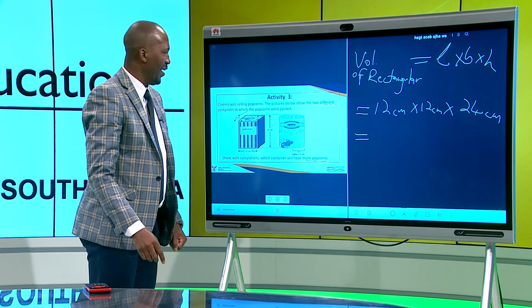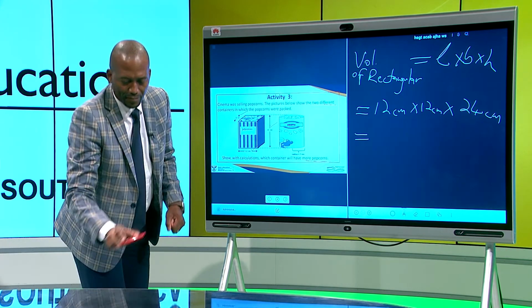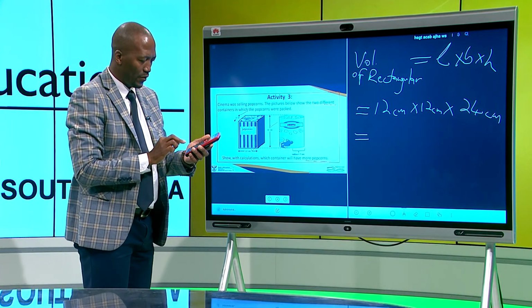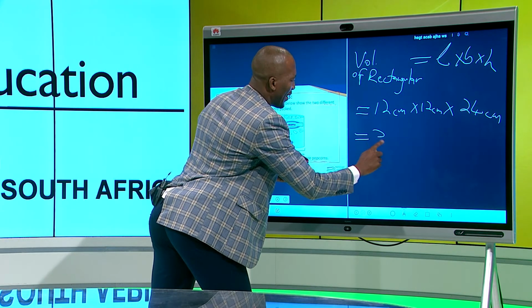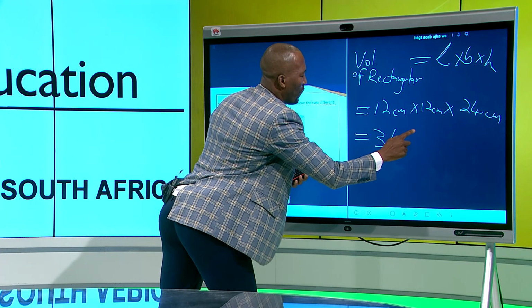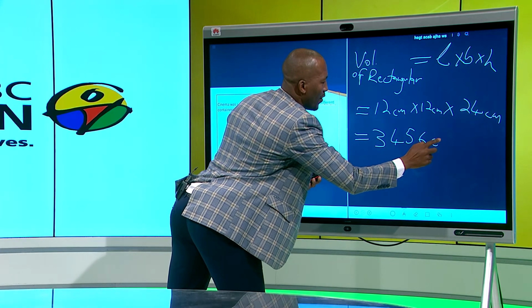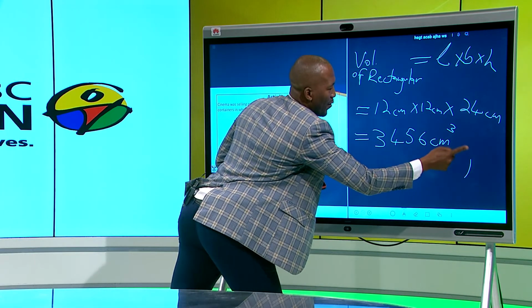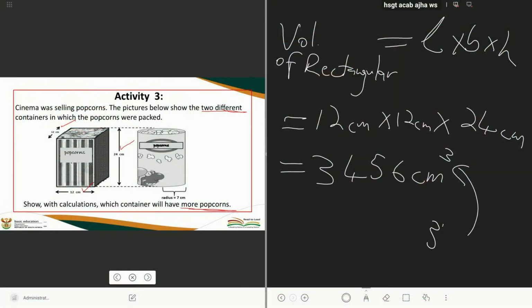Then we go to our calculator now. 12 multiplied by 12 multiplied by 24 is 3,456 cubic centimeters, to the 3rd degree. Remember, what is this? It means that this is a volume. So volume can be expressed to the 3rd degree.